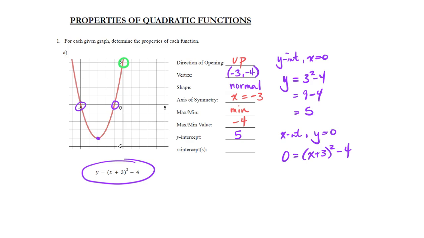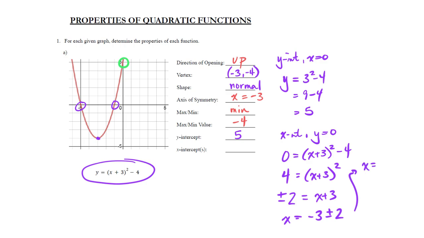Isolate. I can get rid of my 4. Now I can get rid of my squared. Every time I take the square root, I get 2 answers. Now I can isolate my x. Calculate those two values, or I should say simplify them. -3 plus 2 is -1, and -3 minus 2 is -5. There we go, -1 or -5, and those are my x-intercepts. I shouldn't even write an or in there. That's an and. They both are.